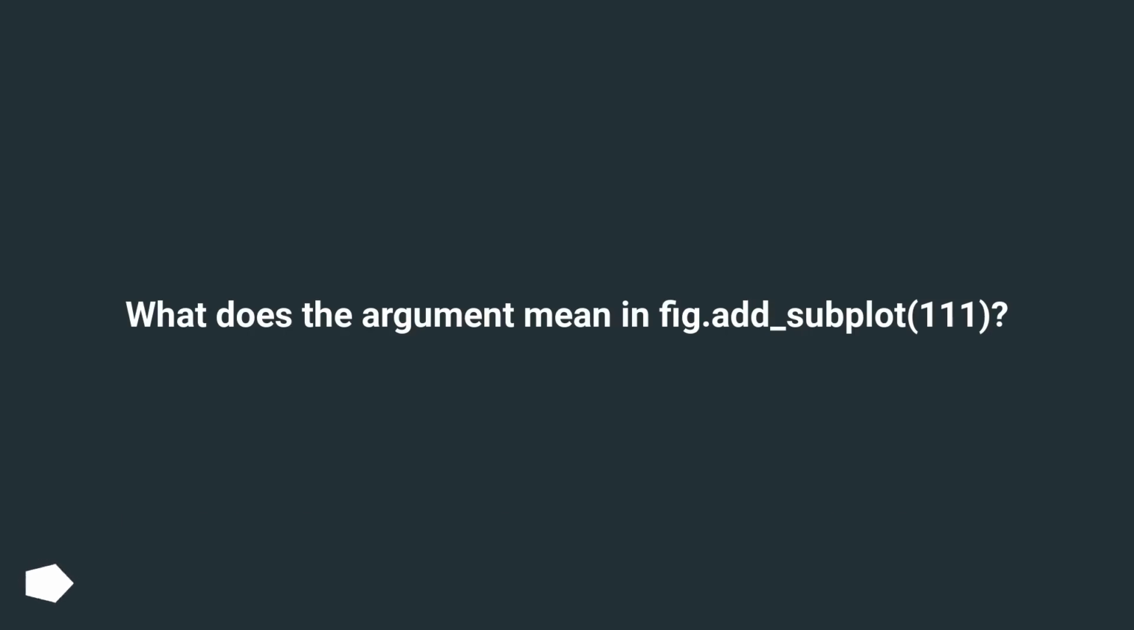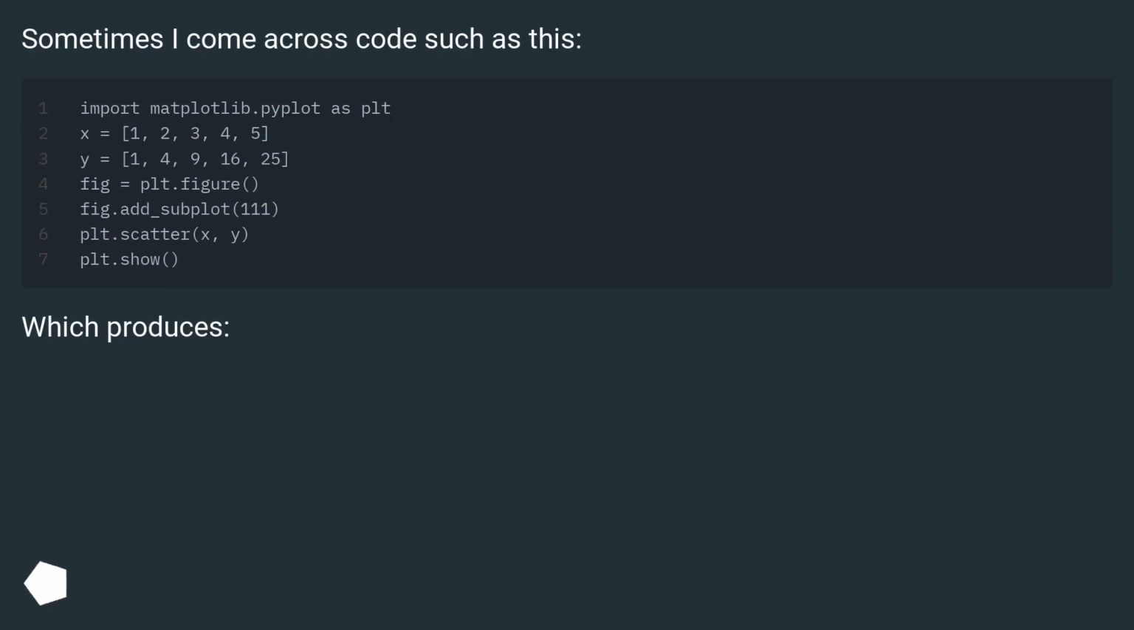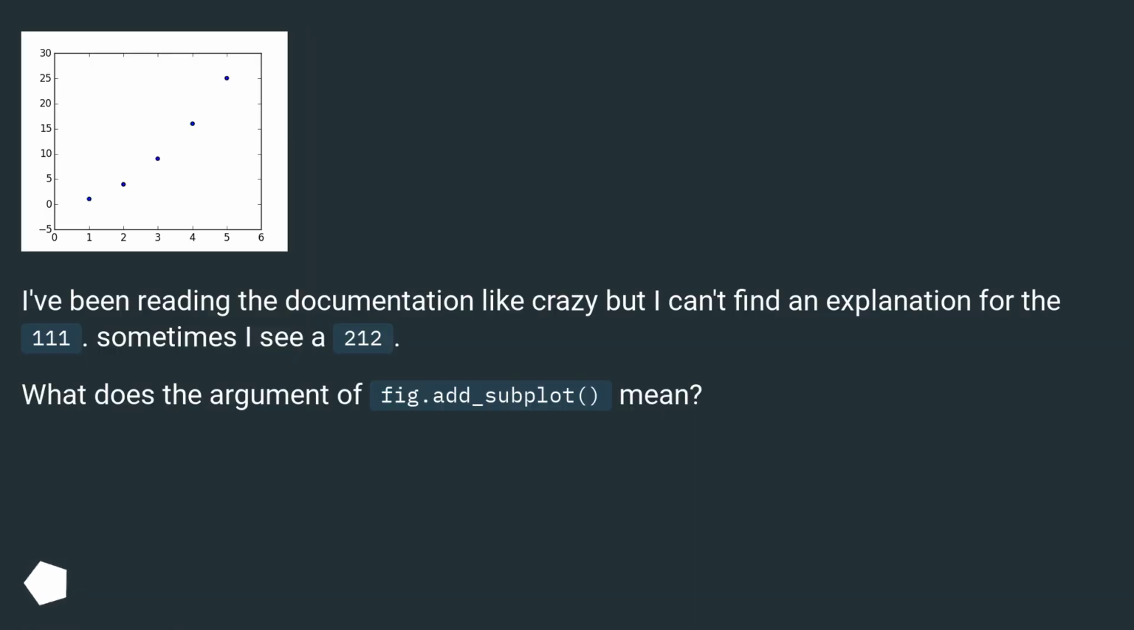What does the argument mean in fig.add_subplot 111? Sometimes I come across code such as this, which produces... I've been reading the documentation like crazy, but I can't find an explanation for the 111. Sometimes I see a 212. What does the argument of fig.add_subplot mean?